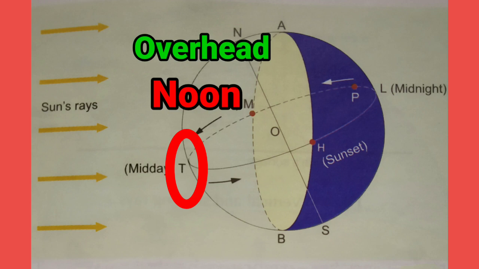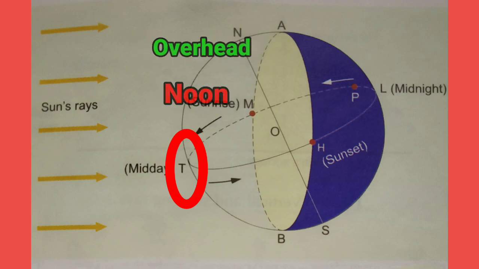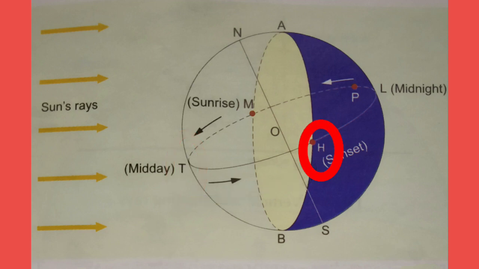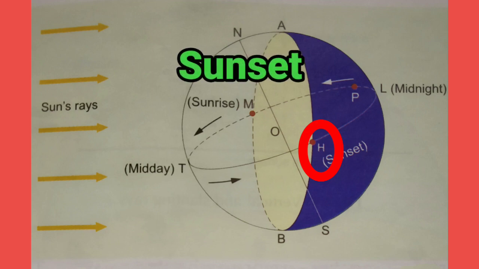After midday, the place begins to turn away from the sun. At point H, the sun appears to go down on the western horizon. This is the time of sunset. However, the place receives diffused light even after the sun disappears from view. This time is called dusk.